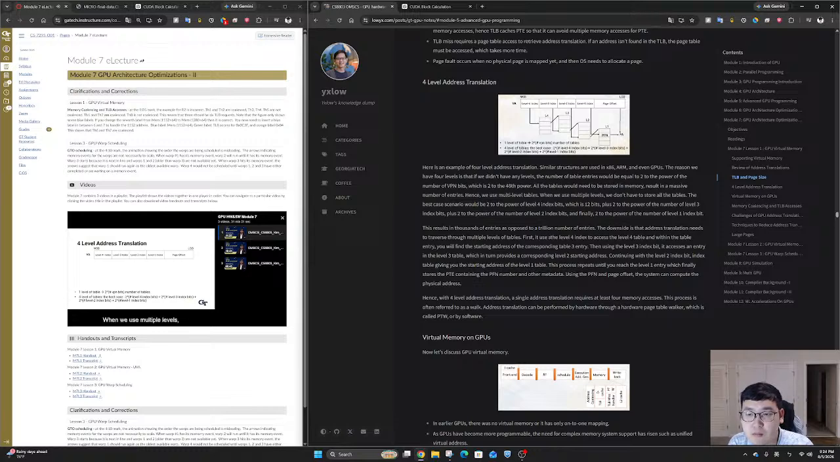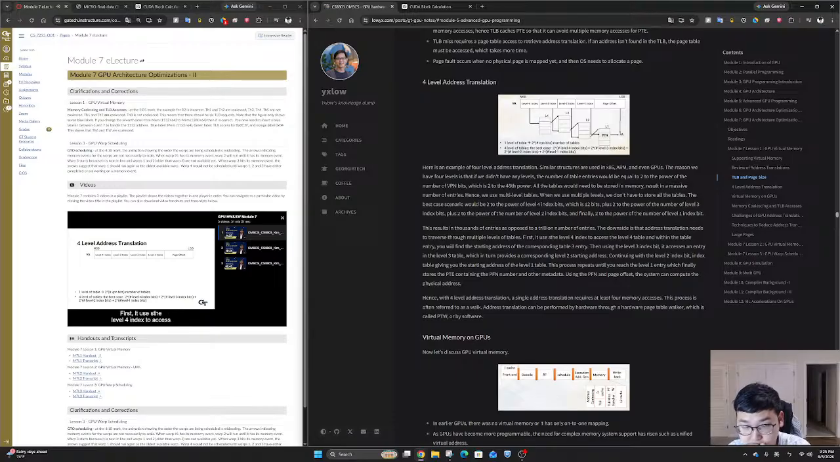When you use multiple levels, we don't have to store all the tables. The best case scenario would be 2 to the power of level 4 index bits, which is 12 bits, plus 2 to the power of the number of level 3 index bits, plus 2 to the power of the number of level 2 index bits, and finally 2 to the power of the number of level 1 index bits. This results in thousands of entries as opposed to a trillion number of entries. The downside is that the address translation needs to traverse through multiple levels of tables.